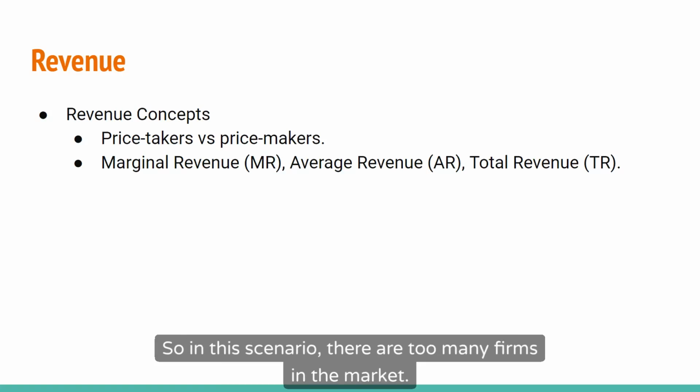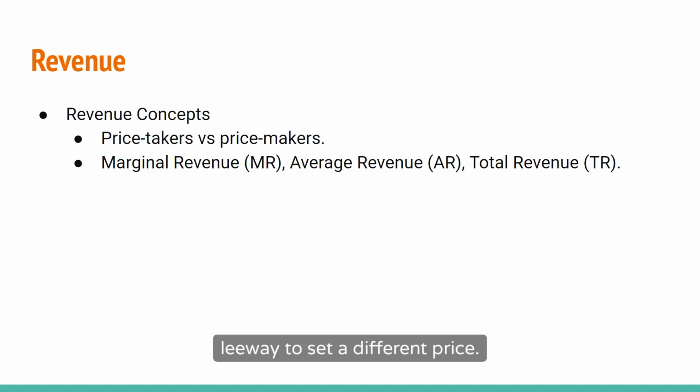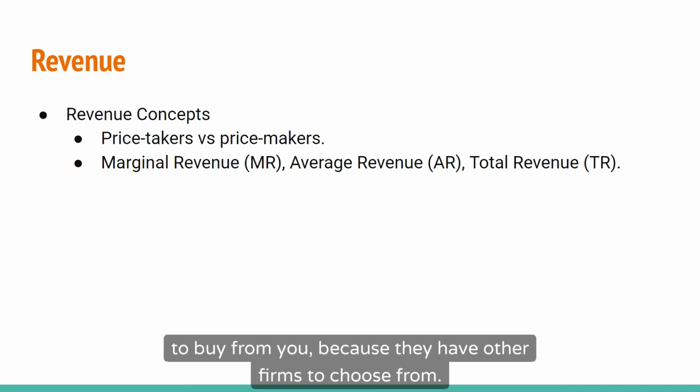Okay, so the price takers are the firms which cannot set their own prices. So in this scenario, there are too many firms in the market, and because of the high level of competition, the firms have very little leeway to set a different price. Suppose you set a higher price than your competitors, then the consumers are not going to buy from you, because there are other firms to choose from.